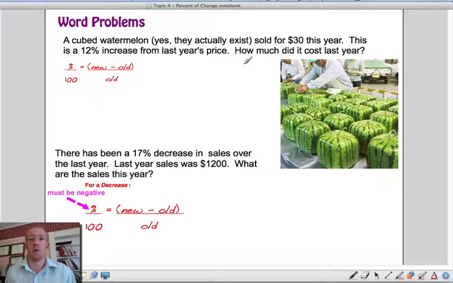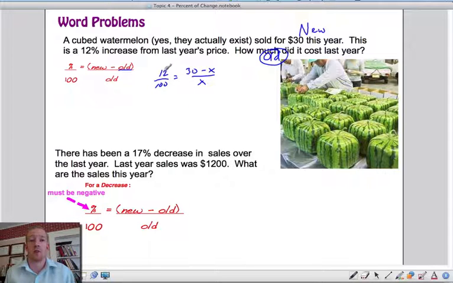All right, so a watermelon sold for $30 this year. So that's the new price. This is a 12% increase from last year's price. How much did it cost last year? So last year would have been the old price, and that's what we're looking for. We know it's a 12% increase, and we know the new price is 30, and it's minus x over x, because that's what we're missing.